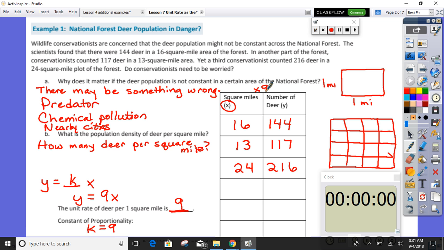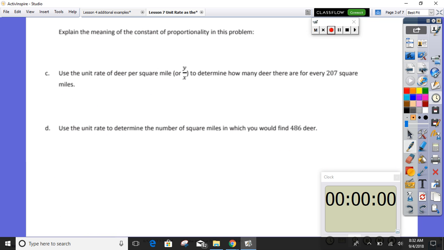Okay, then it asks you to explain the meaning of the constant of proportionality in this problem. So this is saying, when we find 9, what does that mean? How can we say that in words? I'll take a volunteer on that one because I'm not sure if you understand what we're looking for with that. Anybody want to say, what does 9 mean? Okay, I'm going to tell you on this one. I don't know if I have it on the next screen or not. Board's freezing a little bit. Okay, there we go.